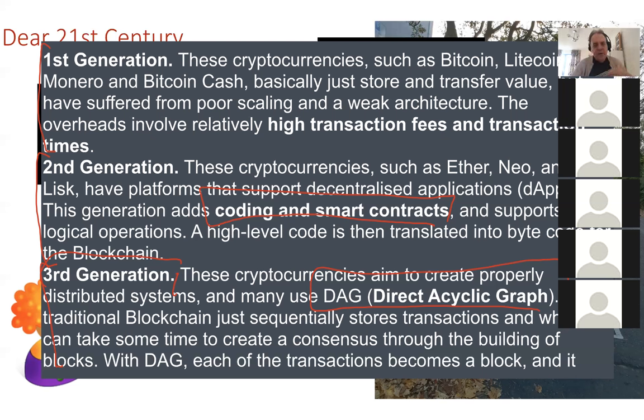So with the older ones, with Bitcoin, we're looking at 8 to 10 minutes before a consensus can be created. Within third generation, we can reduce that well down to less than a second. So we know exactly what our networks are. And the third generation is really focused on IoT infrastructure, smart cities, and so on.